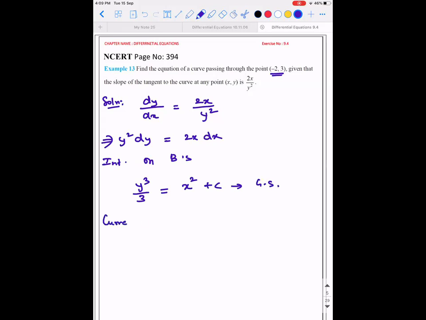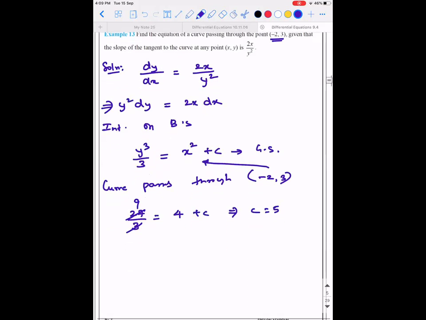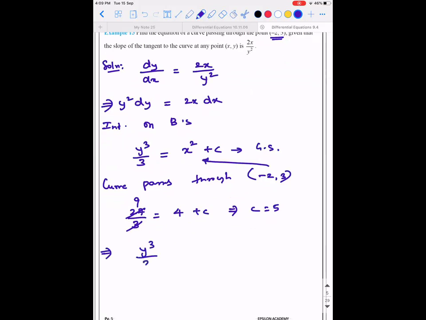The curve passes through what point? Minus 2, 3. So substituting minus 2, 3 here, you will have 27 by 3 is equal to 4 plus c. So this will go 9 times, which implies c is 5. So what will be the required solution? y cube by 3 is equal to x square plus 5 is the required particular solution. I hope it is clear.